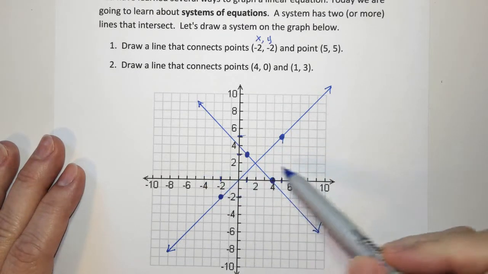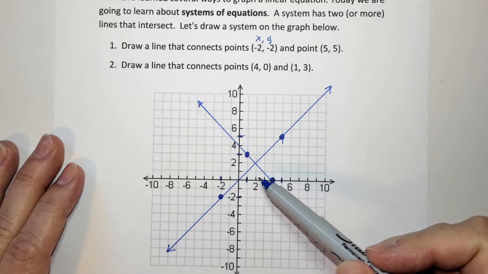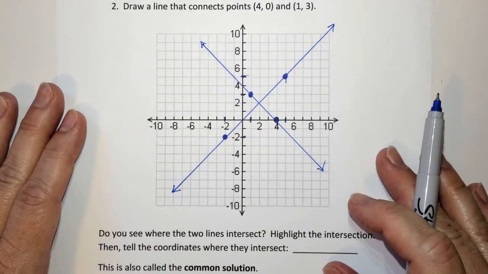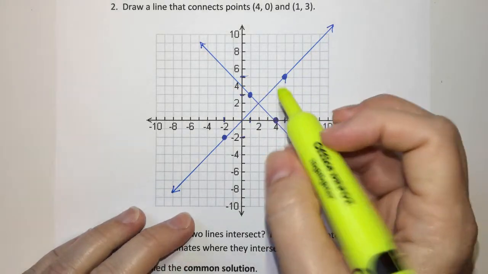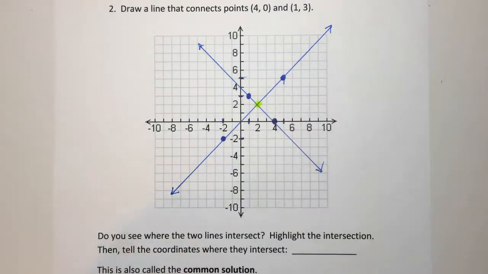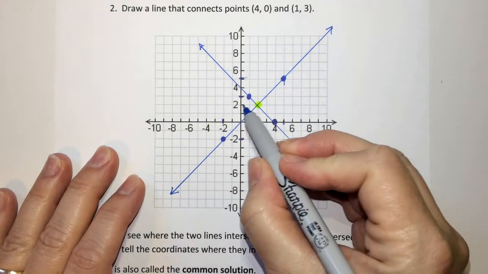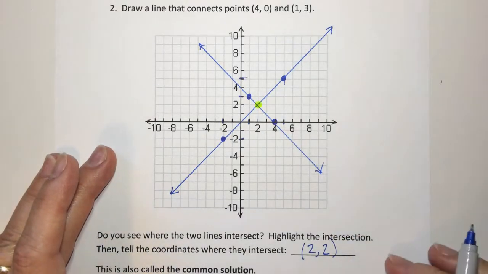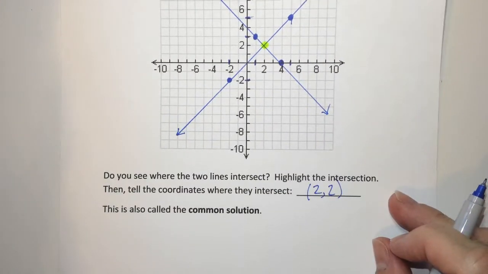Now, we could keep on drawing lines. You can have 2 or more lines to become a system. But for today, we're just doing 2. Now, do you see where the lines intersect? Highlight the intersection. It looks pretty close, not exactly, but pretty close to right there where x is 2 and y is 2. I'm going to assume that that's my point of intersection. This is also called the common solution.